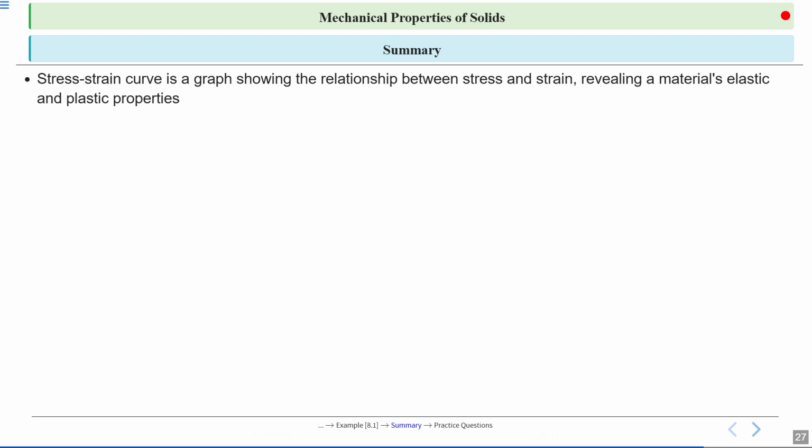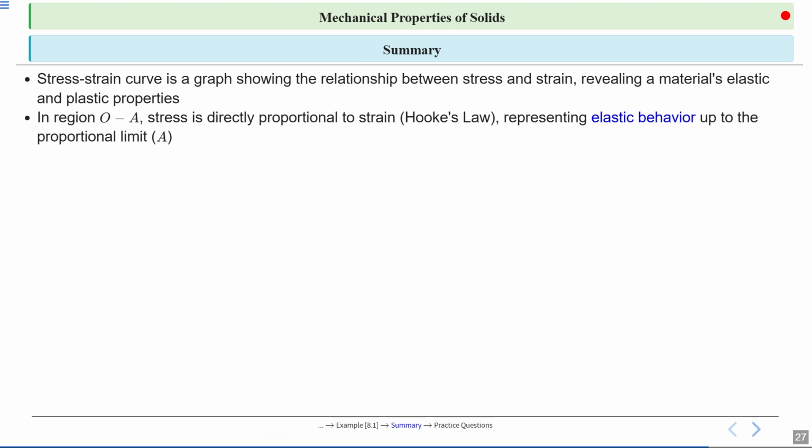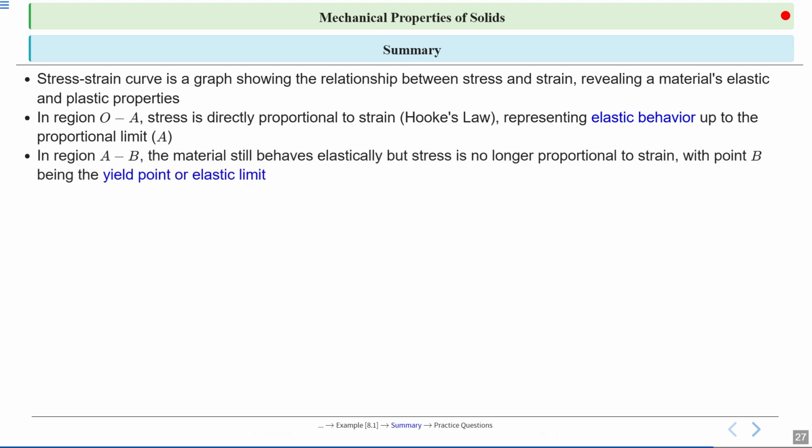Summary. Stress strain curve is a graph showing the relationship between stress and strain, revealing a material's elastic and plastic properties. From point O to A, in this region, stress is directly proportional to strain, which means if we double the force, the stretch also doubles. Stress also doubles. In region A to B, here the material still behaves elastically, meaning it can return to its original shape, but stress and strain are no longer directly proportional.